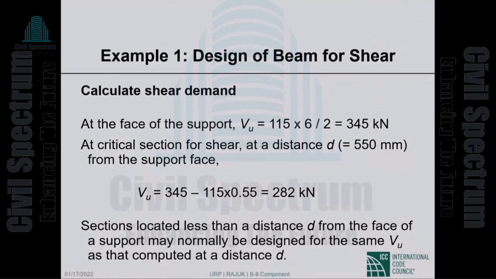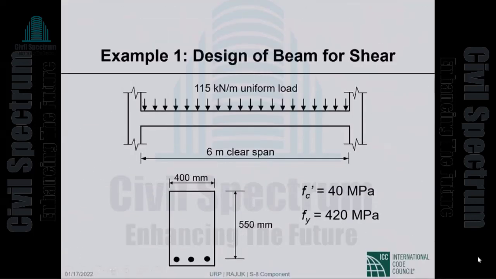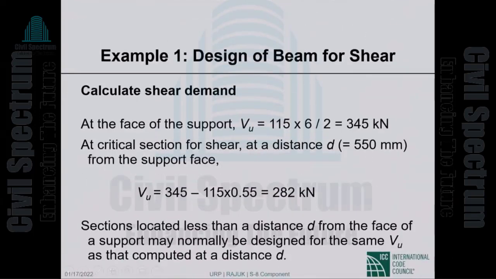At the face of the support, the shear is, the units are, 115 kilonewton per meter uniform load, multiplied by the clear span of 6 divided by 2, that's 345 kilonewton.